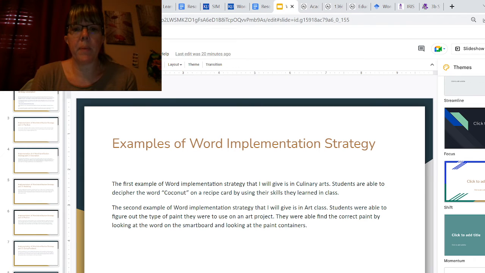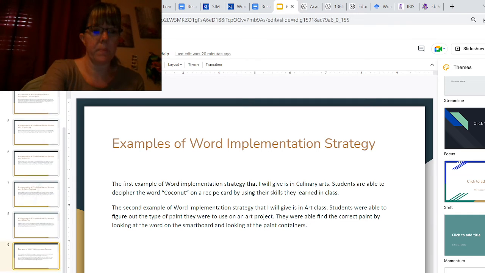Examples of word identification strategy. The first example that I will give is in culinary arts. Students are able to decipher the word coconut on a recipe card by using the skills they learned in class. The second example that I will give is in art class. Students will be able to figure out the type of paint they were to use on an art project. They were able to find the correct paint by looking at the word on the smartboard and looking at the paint containers.